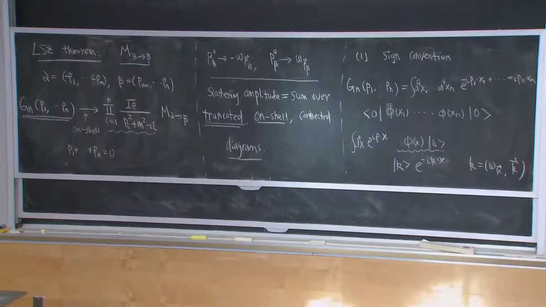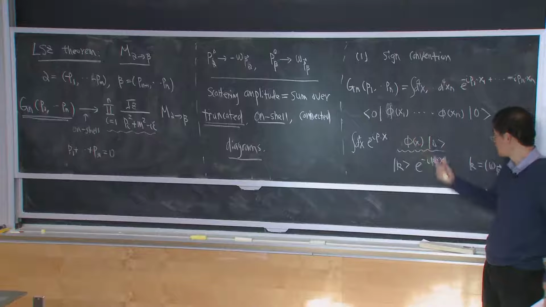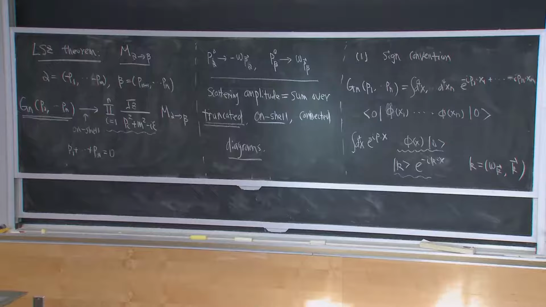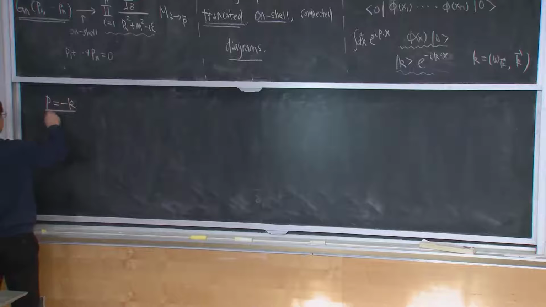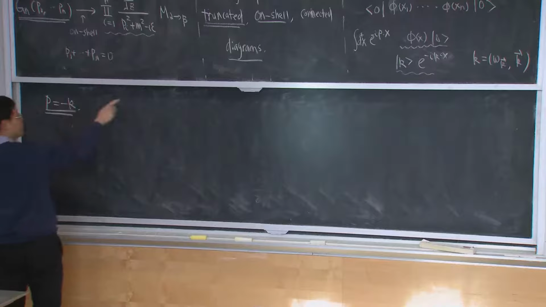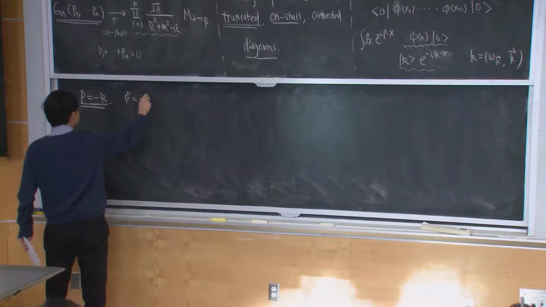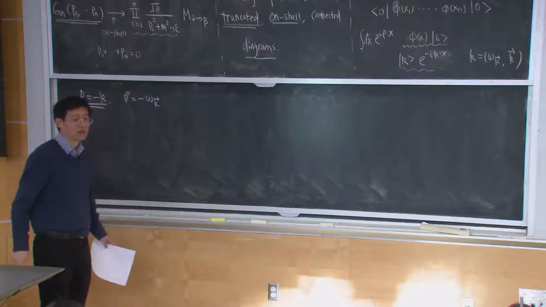So when phi x acts on the zero, you keep the part corresponding to the a dagger, and you get a piece proportional like this. Now when you do the Fourier transform and find p, then p is just equal to minus k. So that's related to the minus sign there. And also, when p equals minus k, that means p0 is equal to minus omega k. So that's where the sign in the initial state comes from. And the same thing with the final state.